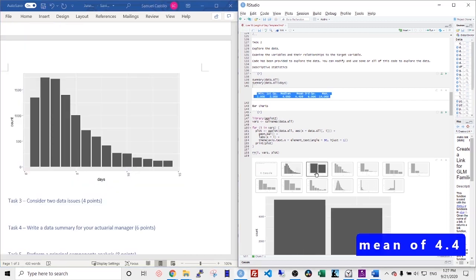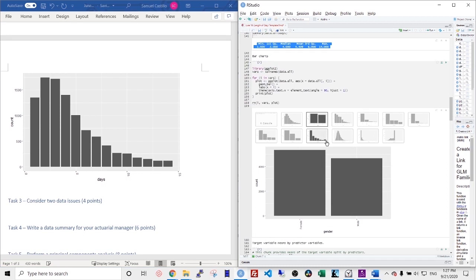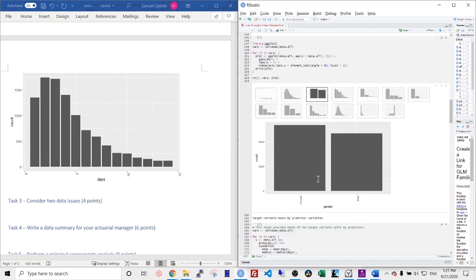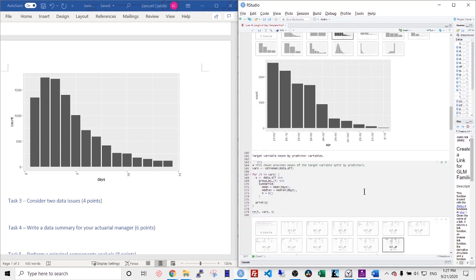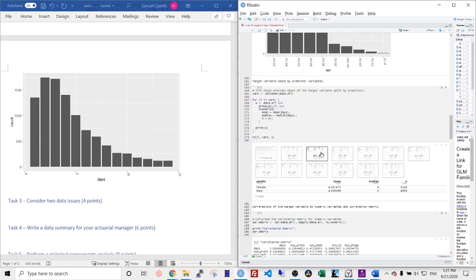Now I want to think of some variables that might be predictive. Gender, I would not expect to be predictive because the person's gender doesn't have a clear impact on how long a person will stay in the hospital. Age, it could be that older people are less healthy and so they spend longer in the hospital. I could look at the mean number of days by age here.